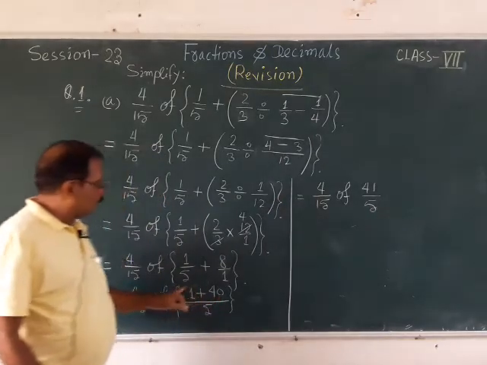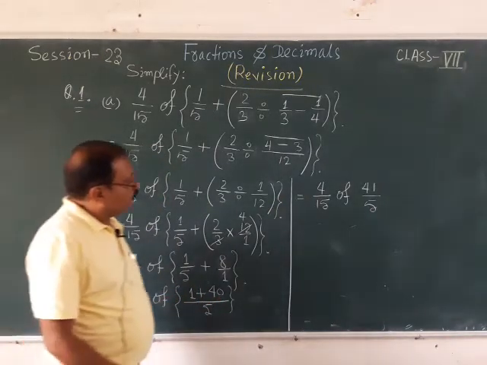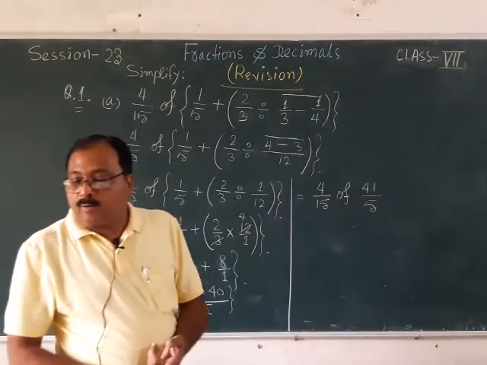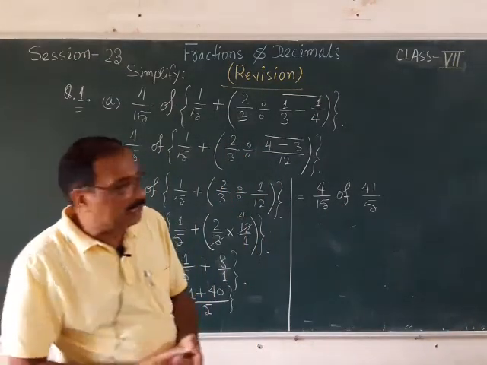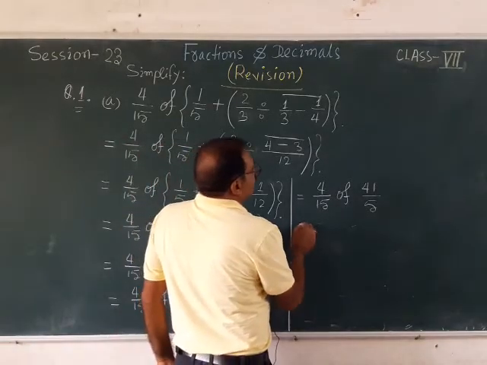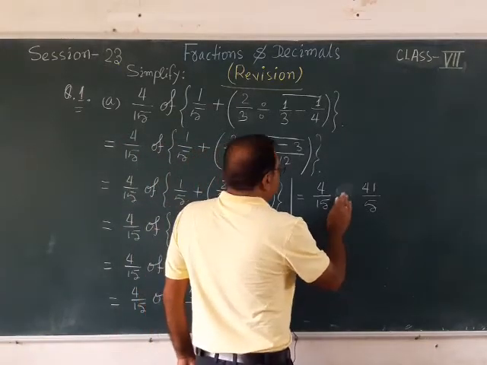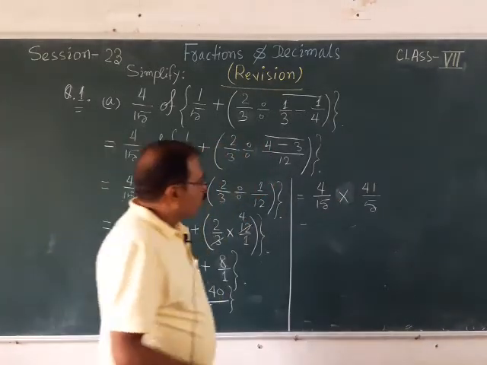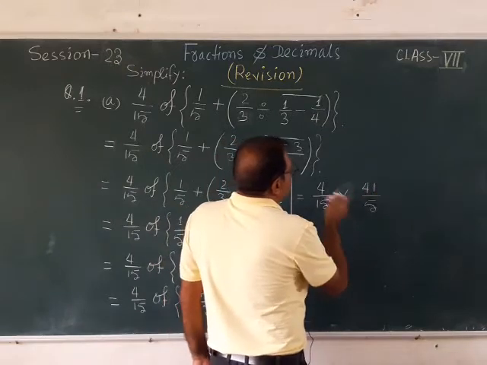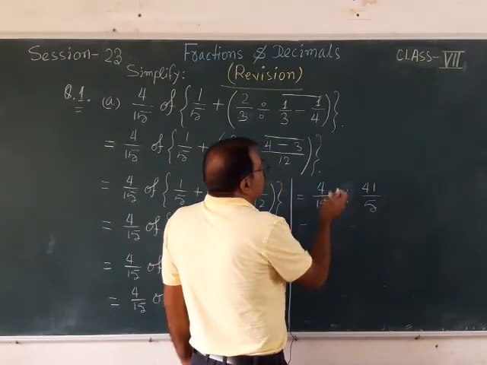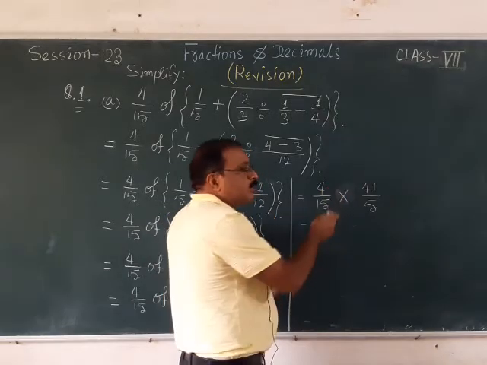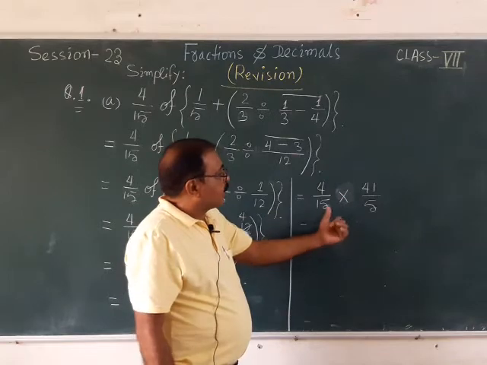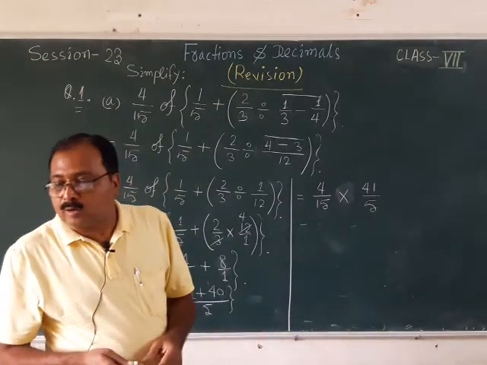Here you can see 40 plus 1 becomes 41 upon 5, and of, you know, is the sign of multiplication. Of is telling you about the sign of multiplication. So of sign can be replaced by the sign of multiplication. Instead of, you can write here multiplication sign. Now if you can cancel the number, you can cancel. For cancellation you can check numerator to denominator, or in the cross way you can cancel. So here I can see no number can be cancelled.